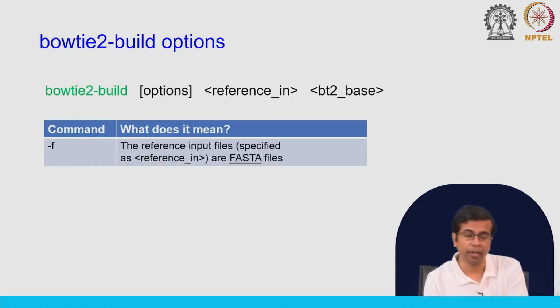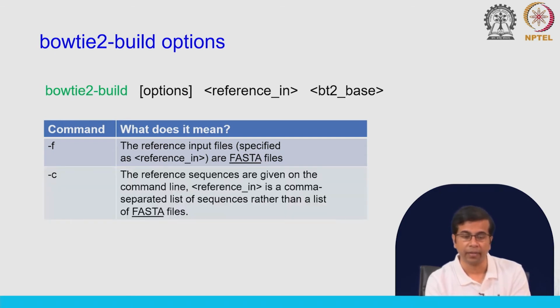We have learned about Bowtie2-build, and we have understood the reference file and where it will come from. We have talked about BT2 base, which we have to specify: where the index file will be created, the name of the index file, and then you have something called options. These options could be useful in some cases, so it is good to know what they are. For example, -f means the reference input files are in FASTA format. This is the default option, but you can also specify it, as we have FASTA files.